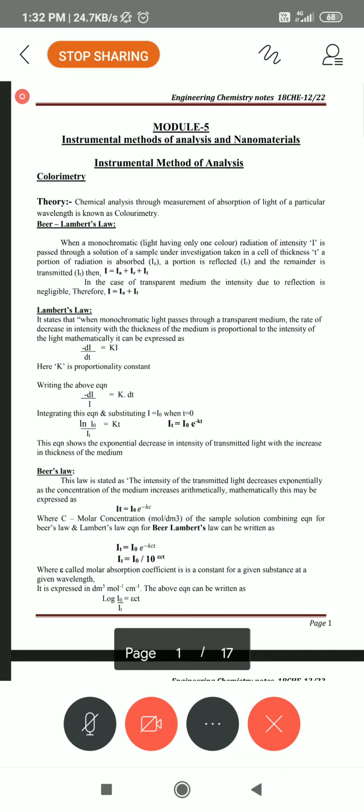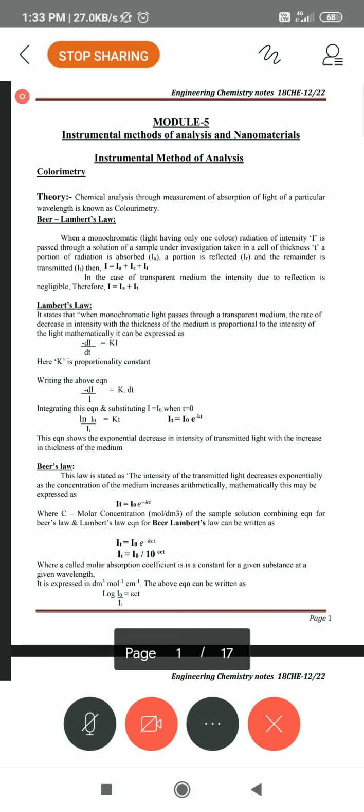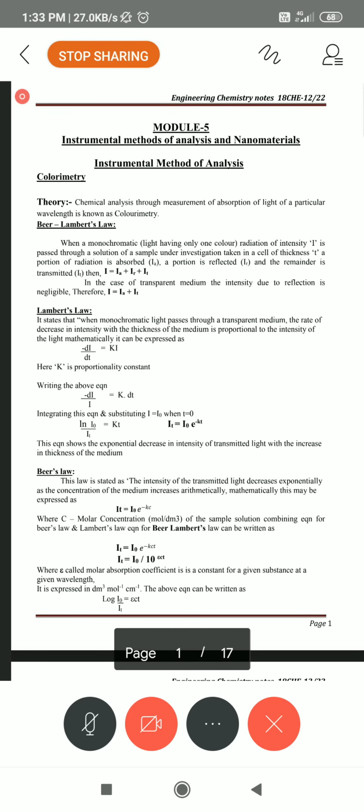You can continue. Minus dI by dt is equal to k into I, where k is a constant. Then apply integration: minus dI by I is equal to k into dt. Then 1 by I dI is equal to k times the integration of dt. Finally you get minus log I is equal to kt plus c, where c is the integration constant.